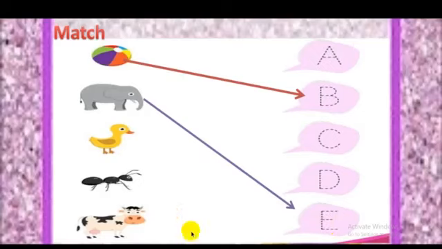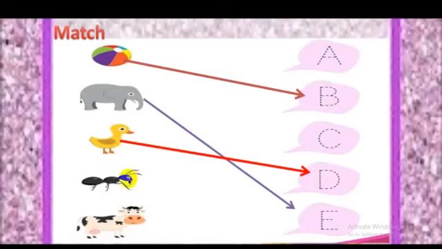Ahsantum. Here we have duck. Does duck start by letter A? No. B? No. C? No. Does it start by letter D? Yes, excellent. Good job, Ahsantum. Duck starts by letter D because D for duck. Okay?